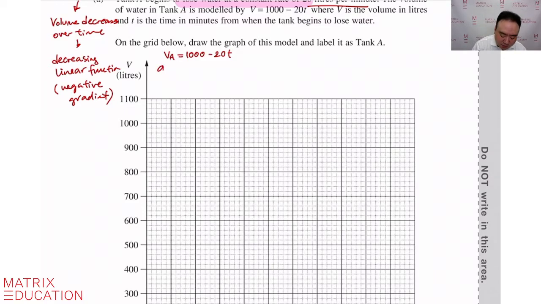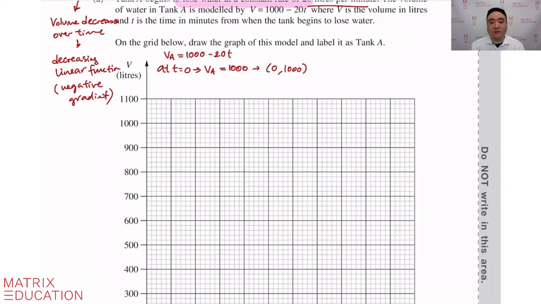At t equals 0, because T and V in this case represent the x and y values, what happened to the value of V? When you substitute t equals 0 in here, you would find that this goes to 0, and so we would just have 1,000. So at t equals 0, V of A is 1,000. Now, what's left? We need to find another point because we have 1 point here. We have (0, 1,000).